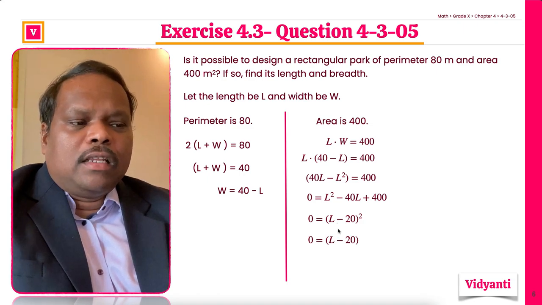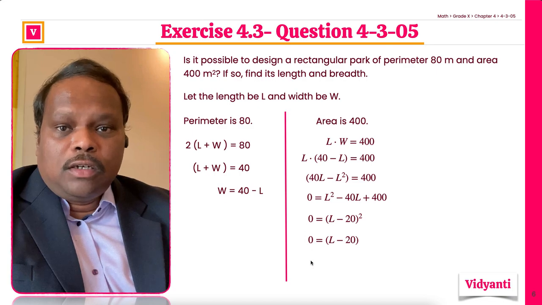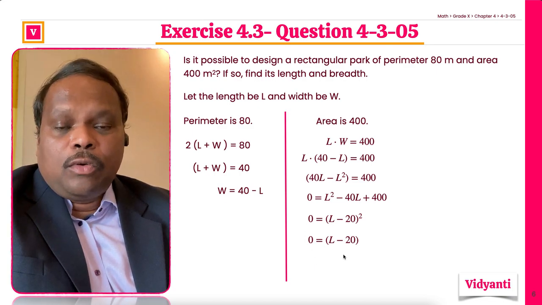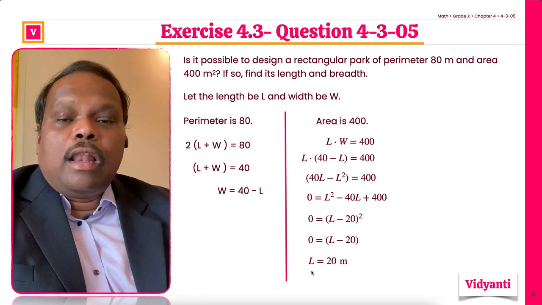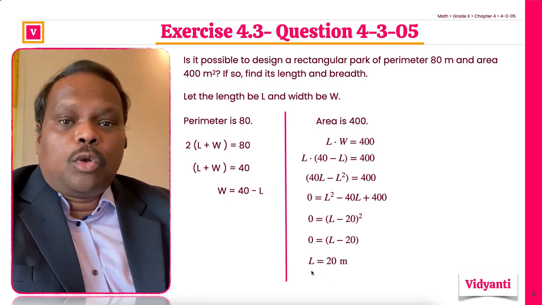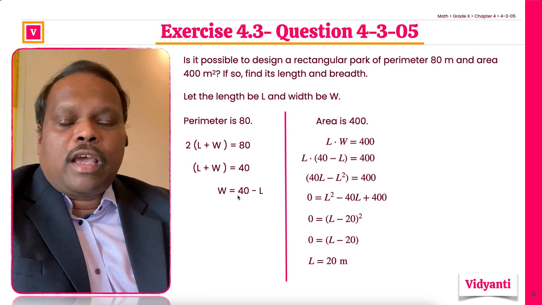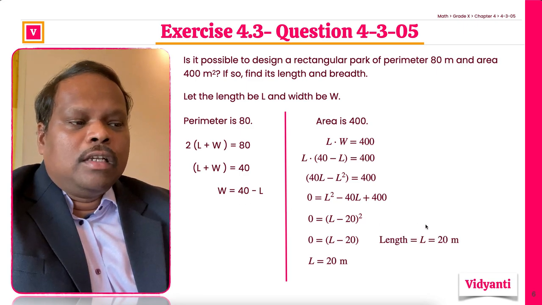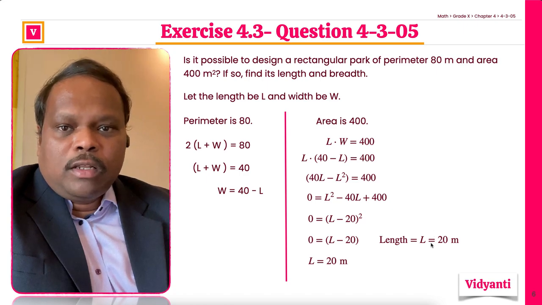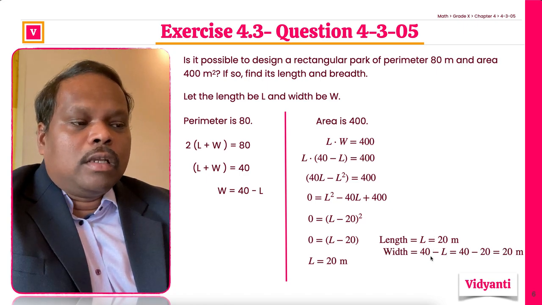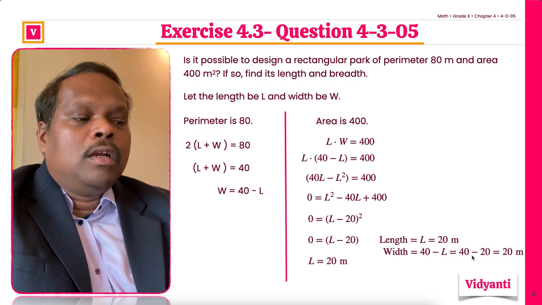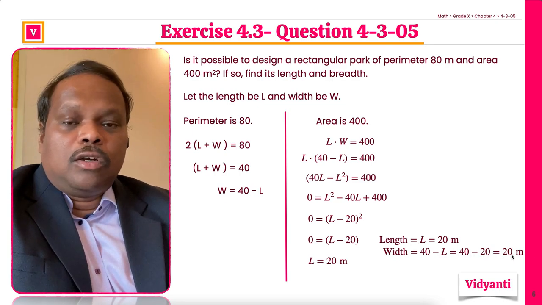So no need to factorize as such. We can say that if (L minus 20) square is 0, then L minus 20 is also 0. We can transfer this negative 20 to the other side, and length will come out to be 20. Now remember, width has been first expressed as 40 minus L. So if length is 20 meters, then width automatically becomes 40 minus 20, which is 20 meters.